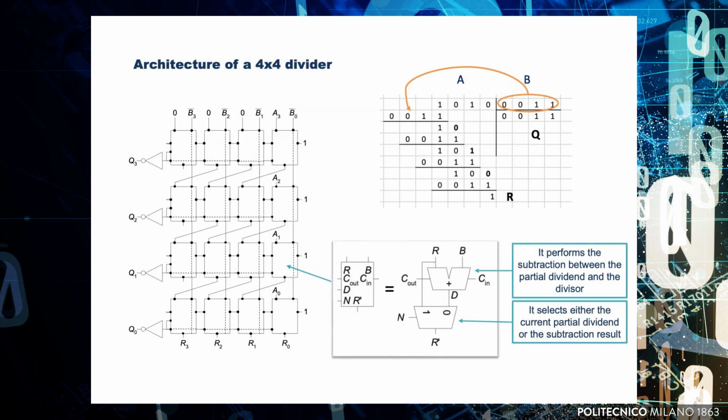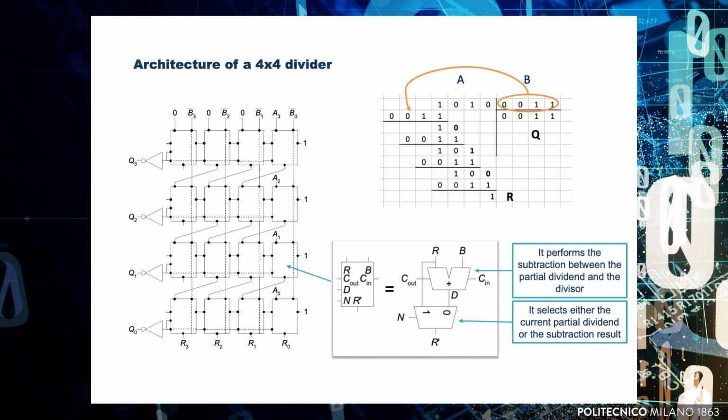The algorithm can be implemented using the regular structure shown on the left of the slide. The architecture receives the dividend A, 1 bit per row on the rightmost column, and the divisor B, 1 bit per column, as shown at the top. Each row performs one subtraction and comparison step of the algorithm. The row is composed of identical blocks, each operating on a single bit, whose internal structure is shown in the bottom right part of the slide.